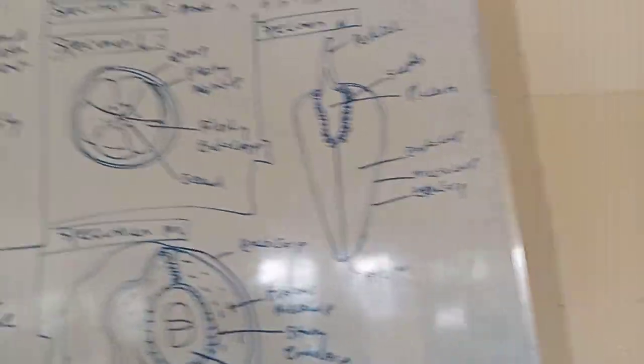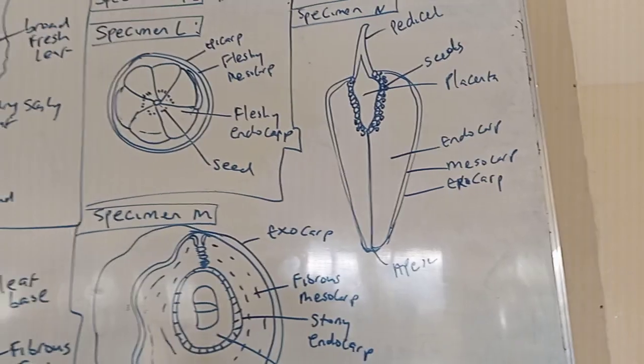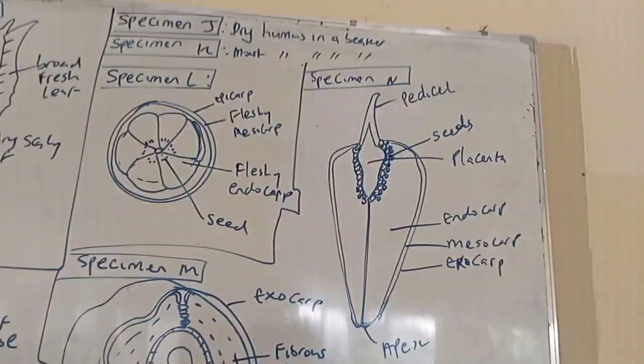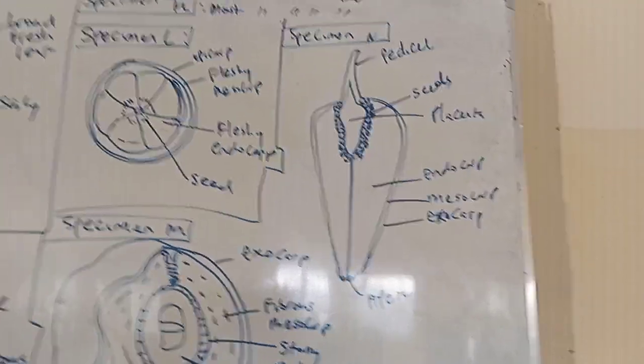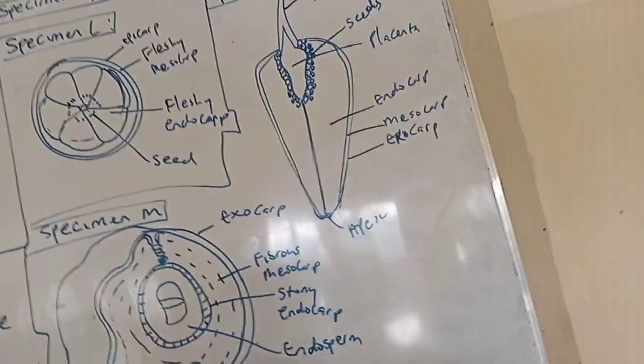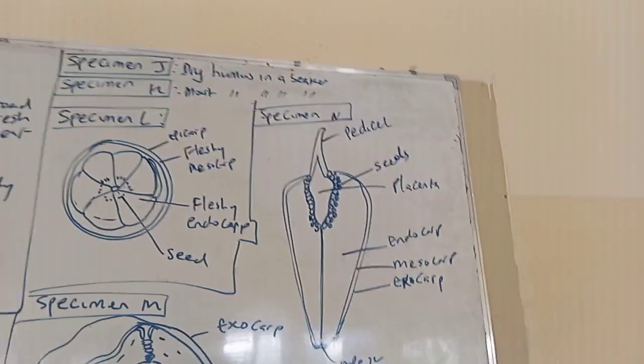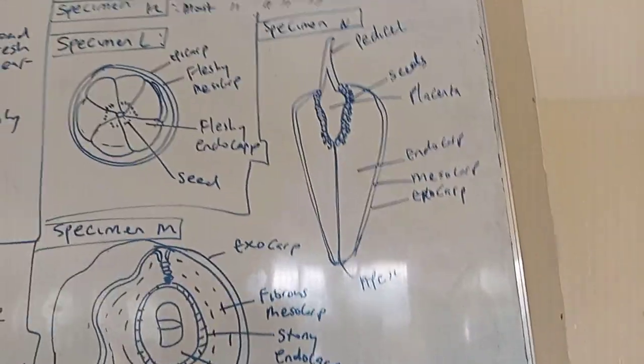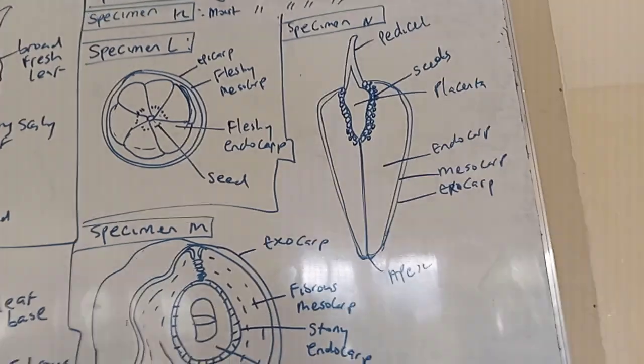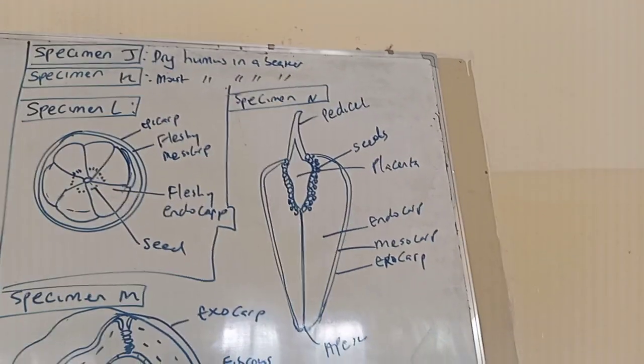Okay, so they might ask, Waec might either ask you to differentiate specimen M and L or specimen M and N. L is orange, N is pepper. I told you that they are both the same class of fruit, so do not be dismayed. The same structural features of orange are the same structural features of pepper.